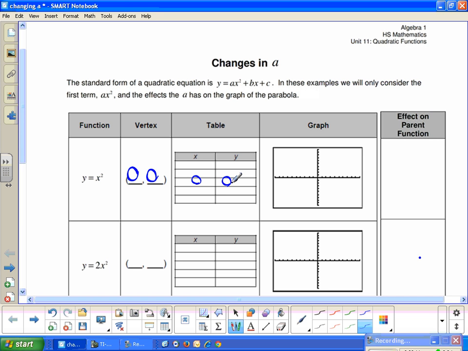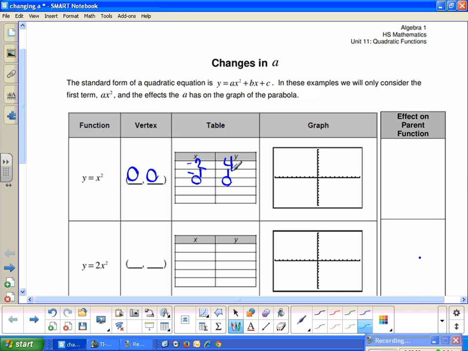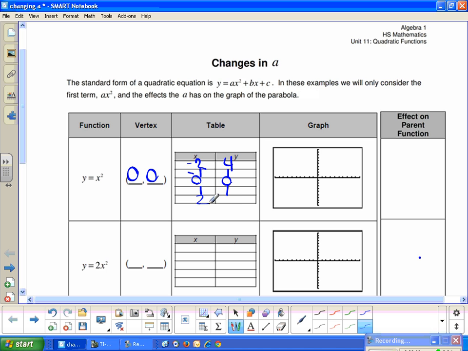So if we have negative 1 for x, negative 1 squared is 1. We have negative 2. Negative 2 squared is 4. And I can do the positives. And then let's plot our points over here. Should look like what you have on your calculator. So then we have our 1, 1, and we have our 2, 4. So this is your basic form of your parabola.